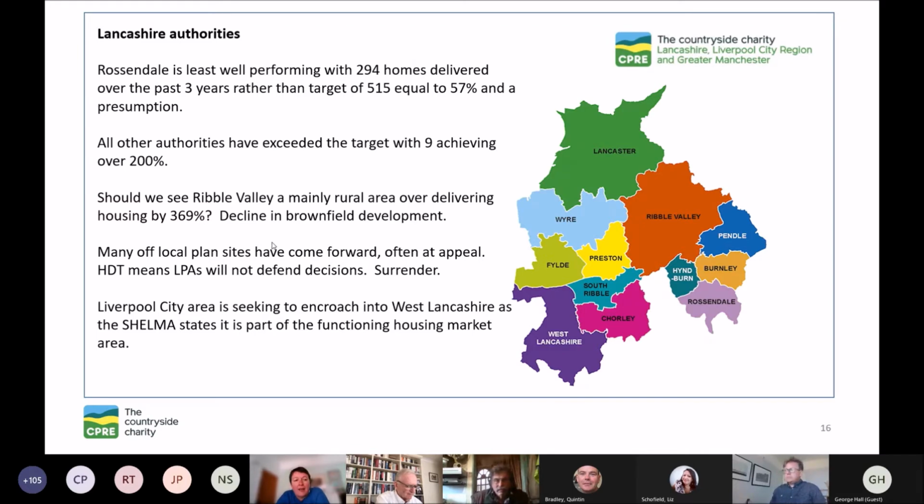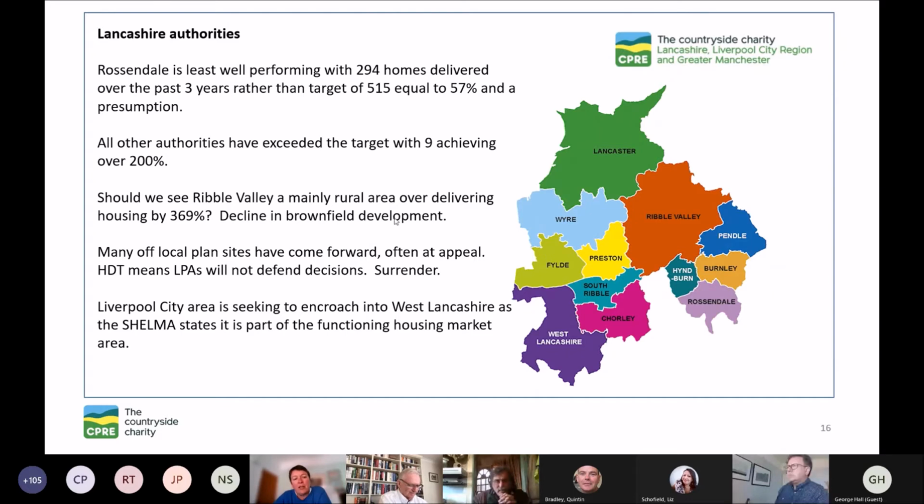What we are seeing is a lot of off local plan sites coming forward as a consequence of the working of the housing delivery test. Local authorities are no longer refusing applications on land that's not in the local plan, local plans being the mechanism to guide decisions. They're basically surrendering because without a high level of housing performance, they know that if a developer goes to appeal of a refusal, it's likely they will gain consent.